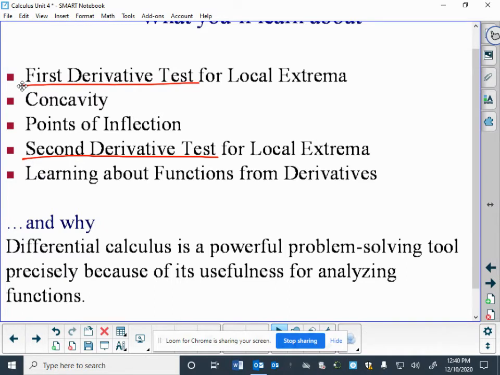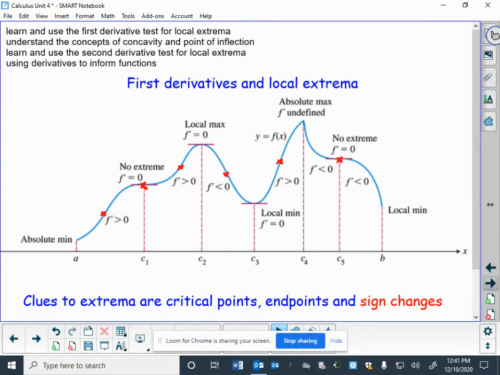Differential calculus is a powerful problem-solving tool precisely because it is useful for analyzing functions. All right, so first derivatives and local extrema. We've seen a picture kind of like this before. We're going to highlight what is going on here in particular.